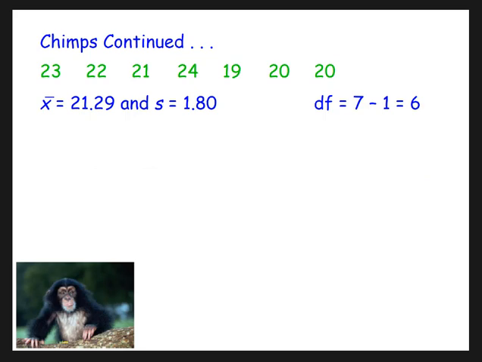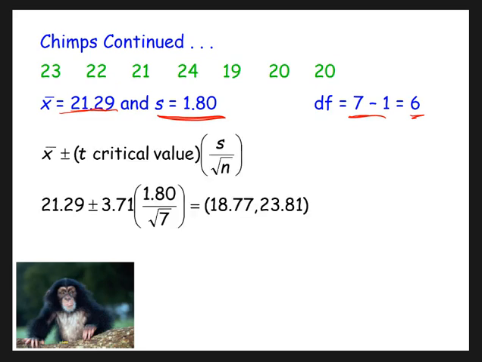So let's go ahead and calculate. X bar is our point estimate for the mean. That's 21.29. Since we don't have the population standard deviation, we calculate the sample standard deviation of 1.8. Sample size was 7, giving us 6 degrees of freedom. So at that 99% confidence level, the critical value of t is 3.71.